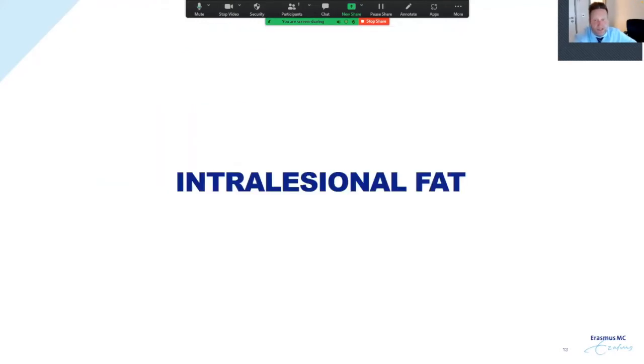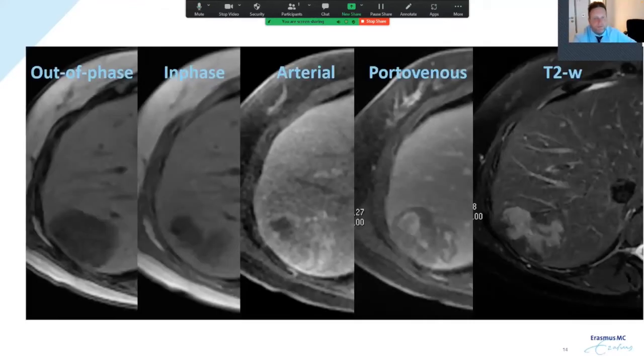I will now deepen into some cases with intralesional fat. The liver lesion, you can see here, has a central cystic part which is hypointense on T1 and hyperintense on T2. The tumoral part is homogeneously hypointense on the in phase and diffuse and homogeneously hypointense on the out of phase, indicating steatotic adenoma. Furthermore, you can see that the lesion causes pseudo washout in the portovenous phase due to intrinsic fat. So this is a typical steatotic adenoma with an internal cystic part.